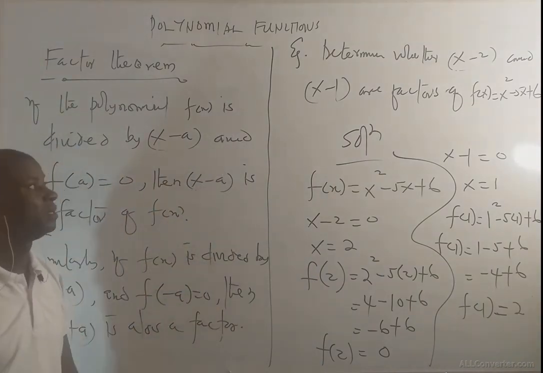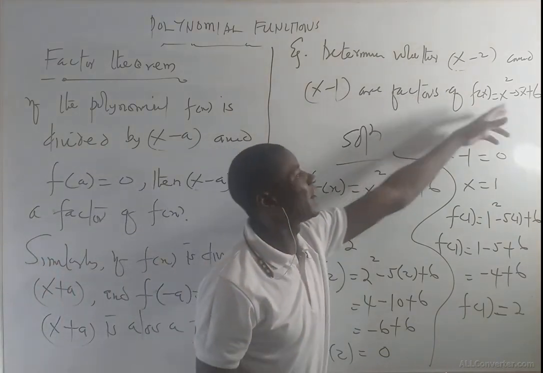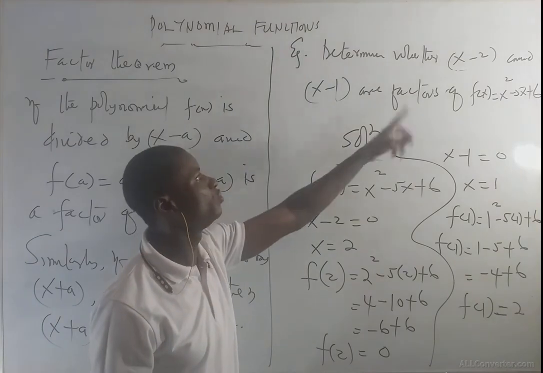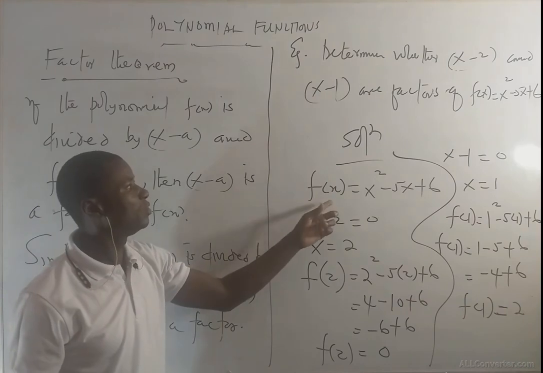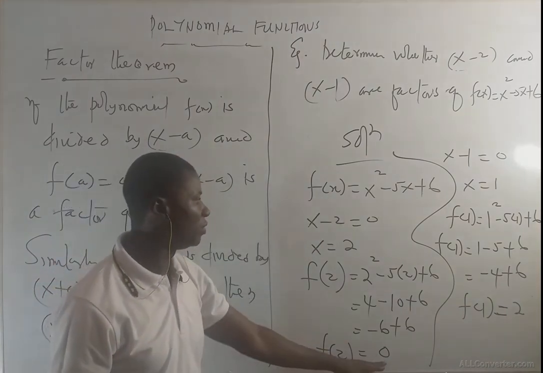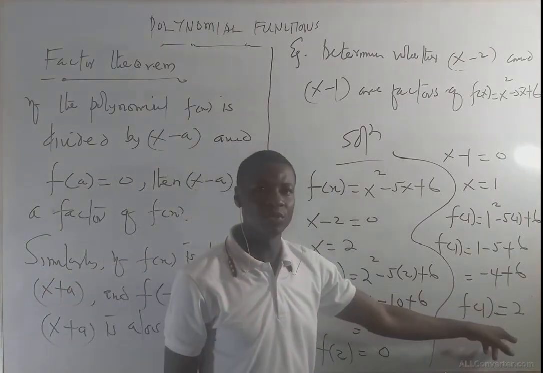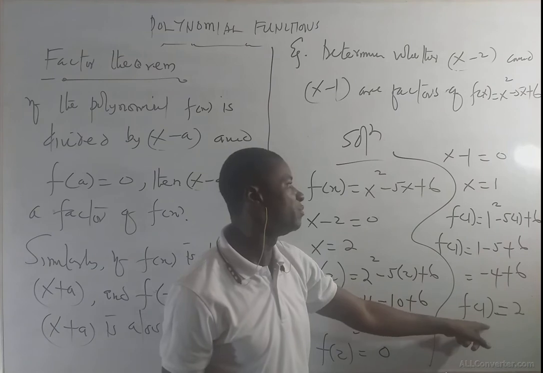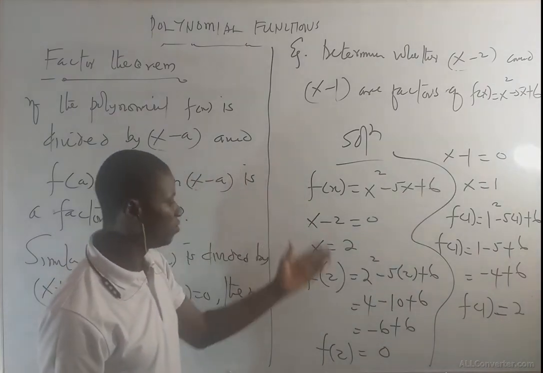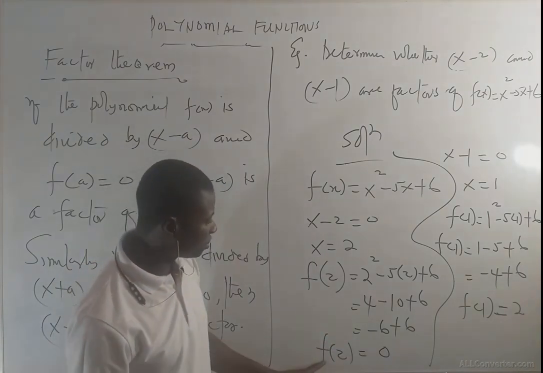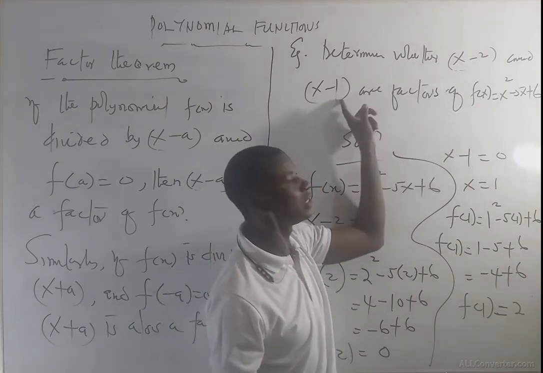That is the explanation. If you want to determine whether an expression is a factor of a polynomial, you only equate that expression to 0, make x the subject, then take it back into the polynomial. If you are getting a remainder of 0, then that expression is a factor of the polynomial. But if you are getting a value other than 0, a remainder, then that particular expression is not a factor. So in this case, when you compare the two, because this one gave us 0, x minus 2 is a factor of this, but the other is not a factor.